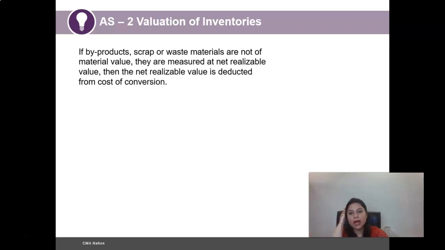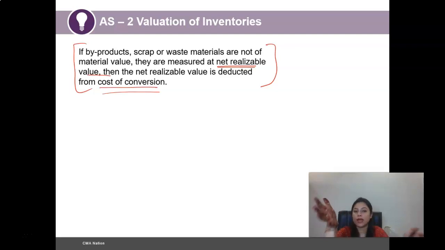Further, in the case of byproducts, scrap or waste materials which are not of material value, they are measured at net realizable value, and then the net realizable value is deducted from the cost of conversion. So the costing or ascertainment of such costs of byproducts, scrap or waste material, even though they are not of material value, has been specifically measured in Accounting Standard 2.